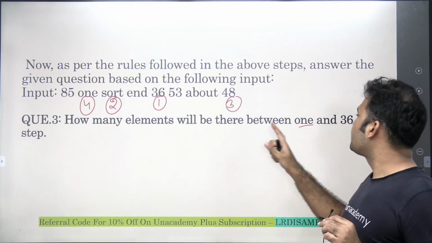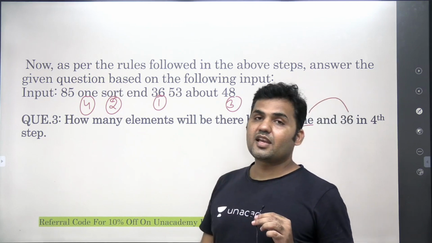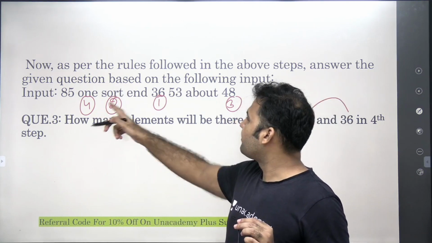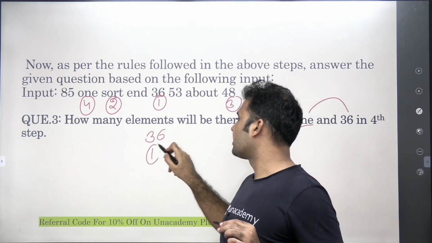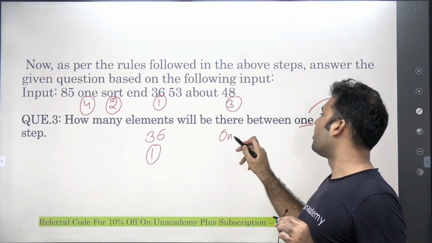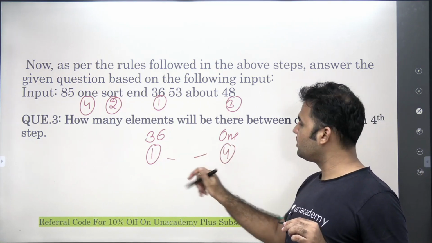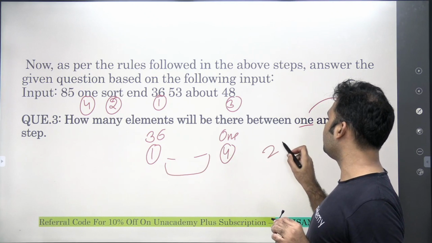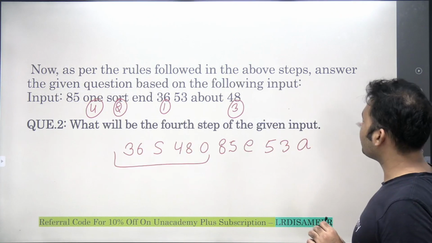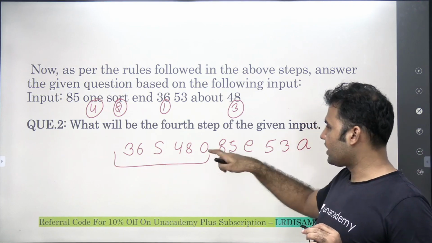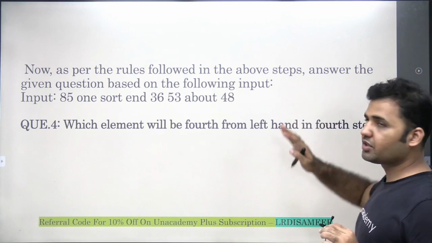Now, what am I supposed to tell? How many elements will be there between 1 and 36? All you have to do is just find out what is the rank of 1 and what is the rank of 36. Now see that 36 is ranked 1 and 1 is ranked 4th. Now tell me how many elements will come between 1 and 4? Only 2, right? So the answer to the question is 2. You don't have to write down the steps, right? Or you could have given the answer from the previous question also. Between 1 and 36, these are the 2 elements, right? So question number 3 is also done.